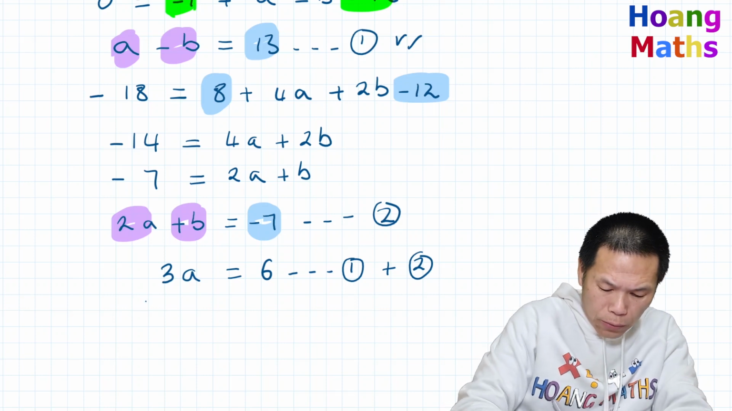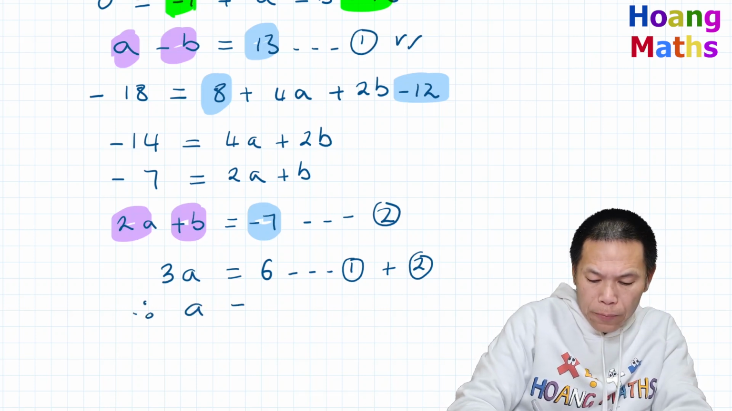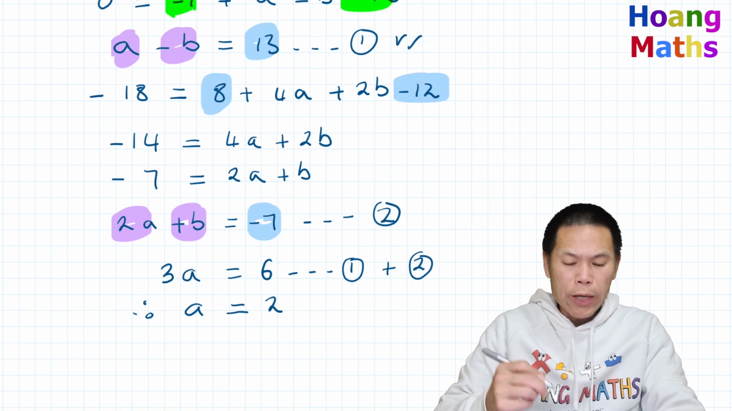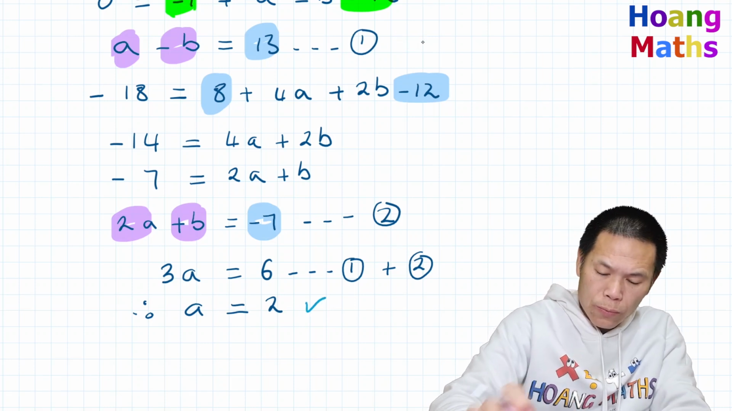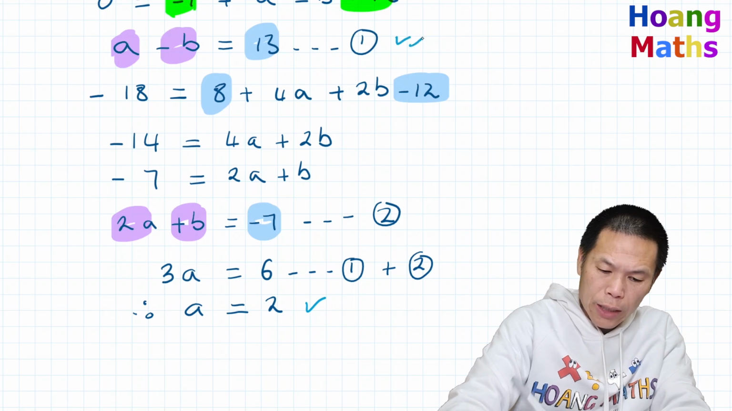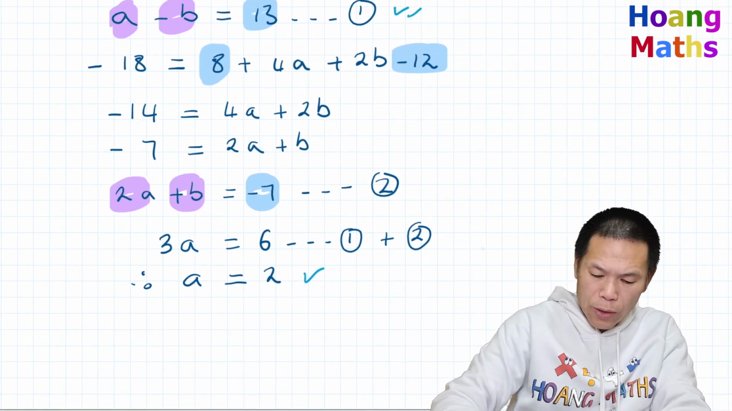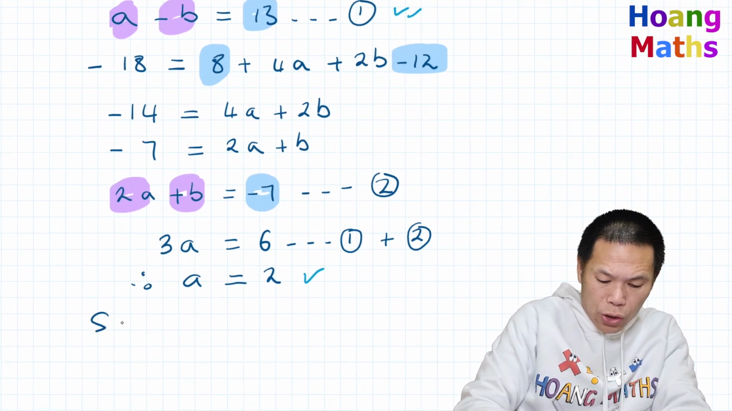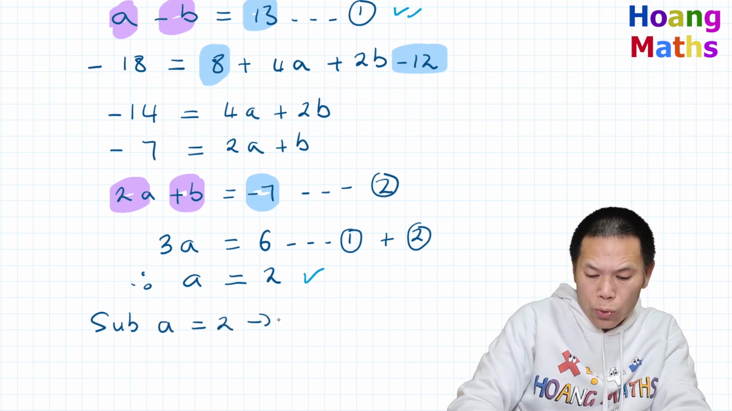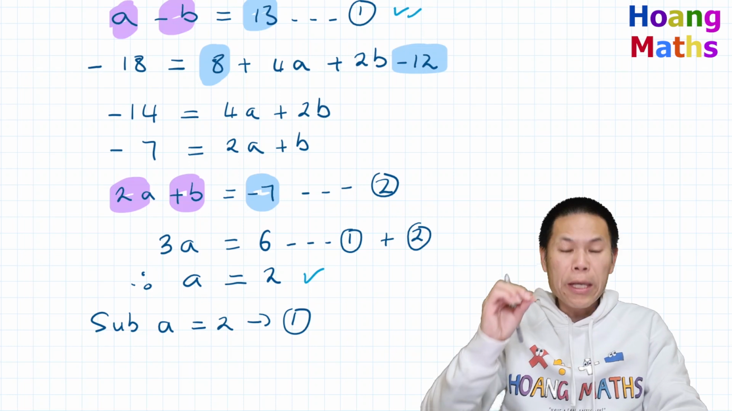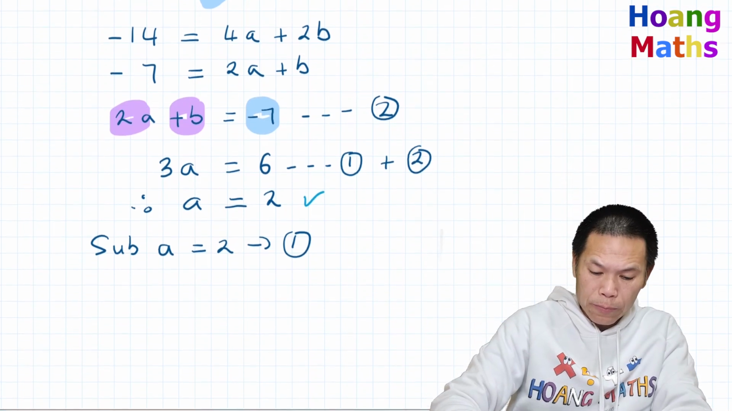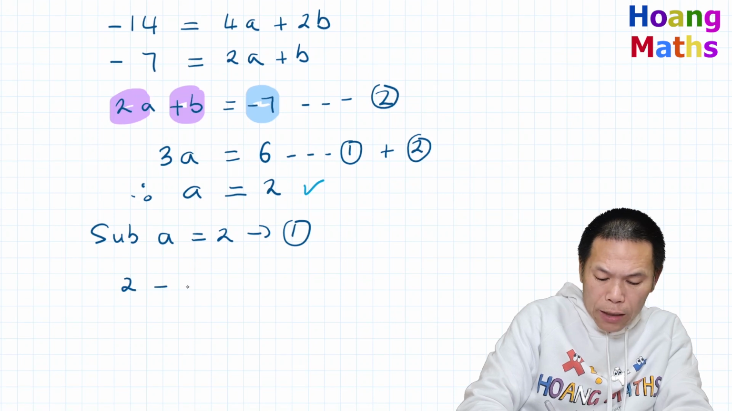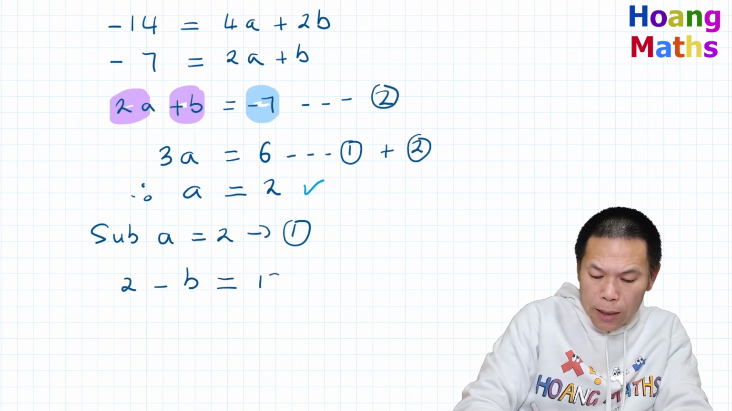So therefore, A is 2. And then we can substitute A is equal to 2 into this equation here, equation number 1. So let me just write this down. So we substitute A equal to 2 into equation number 1. So that means A minus B, 2 minus B, is equal to 13. So 2 minus B is 13.